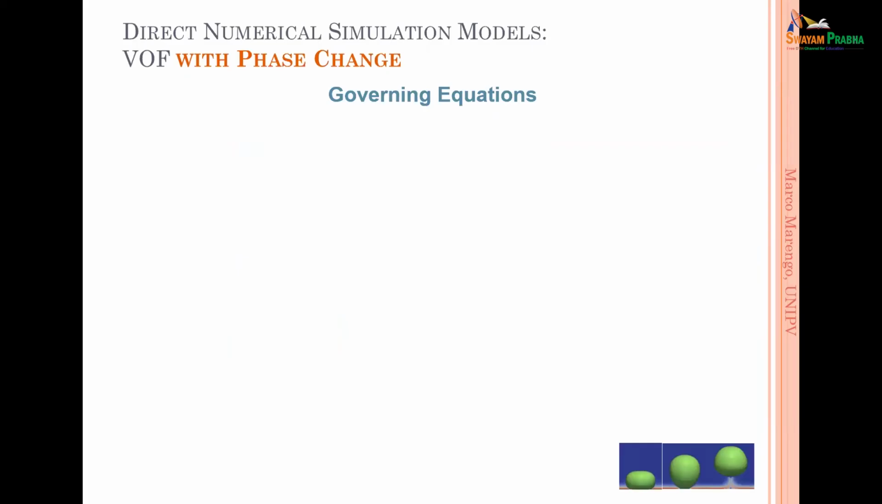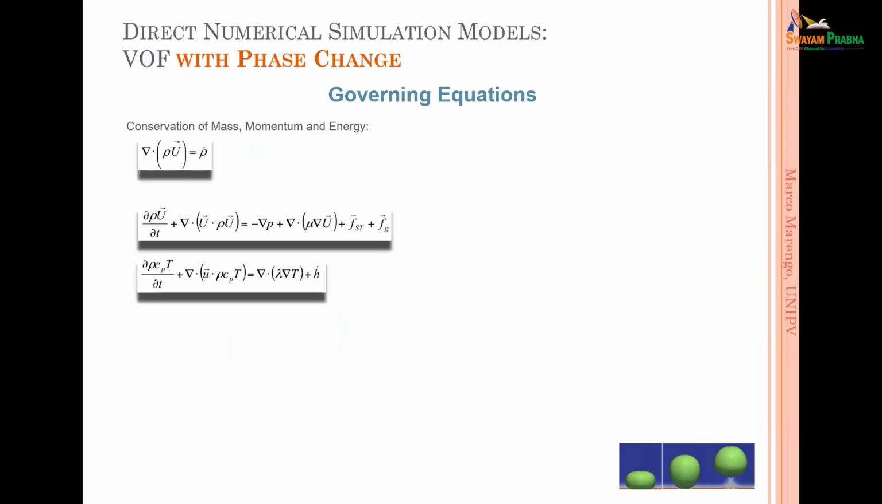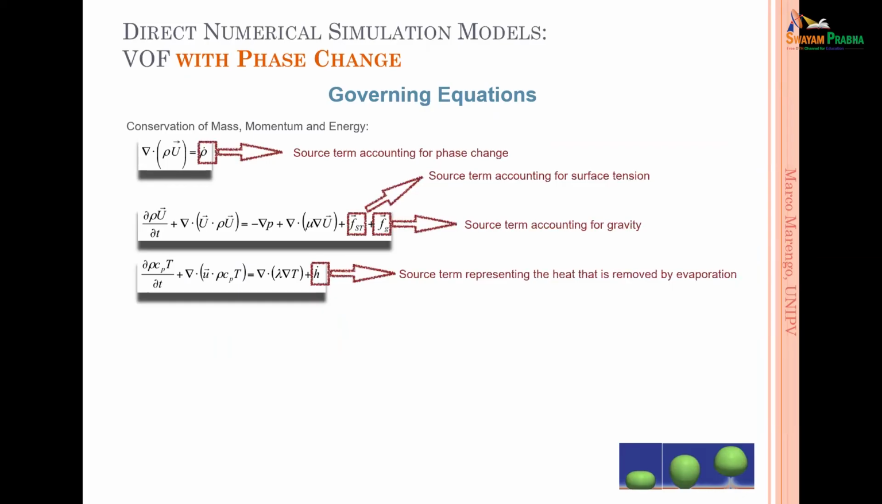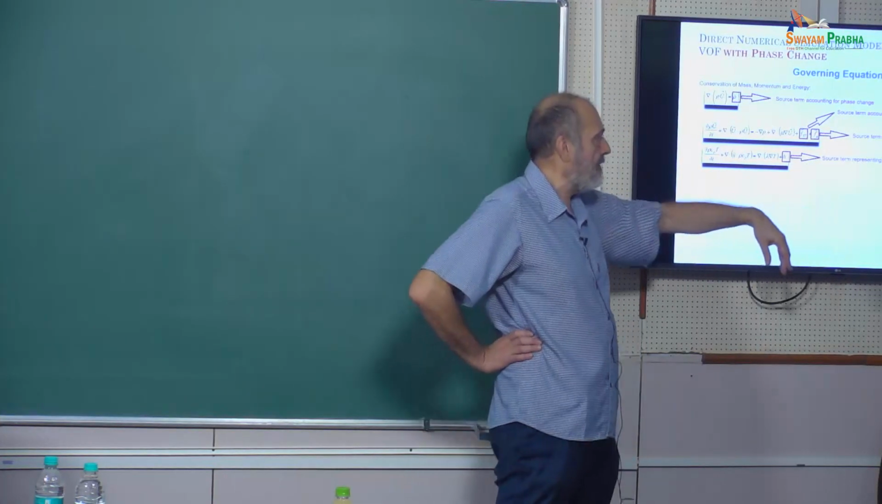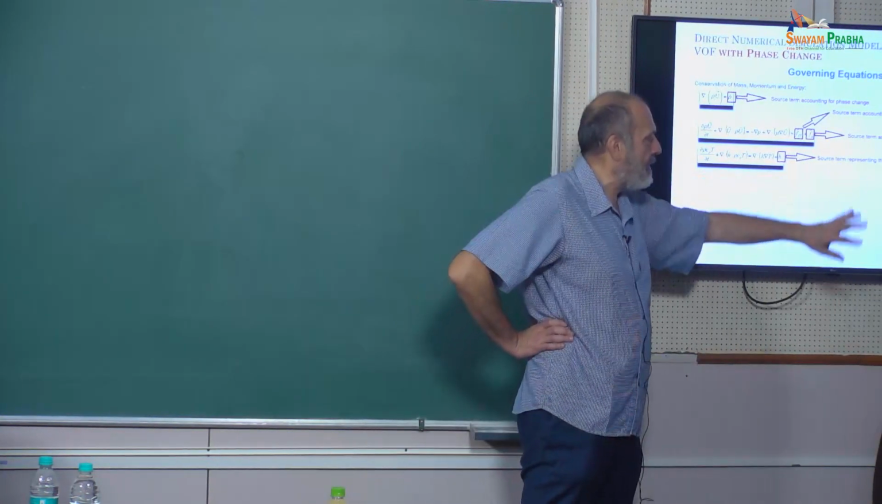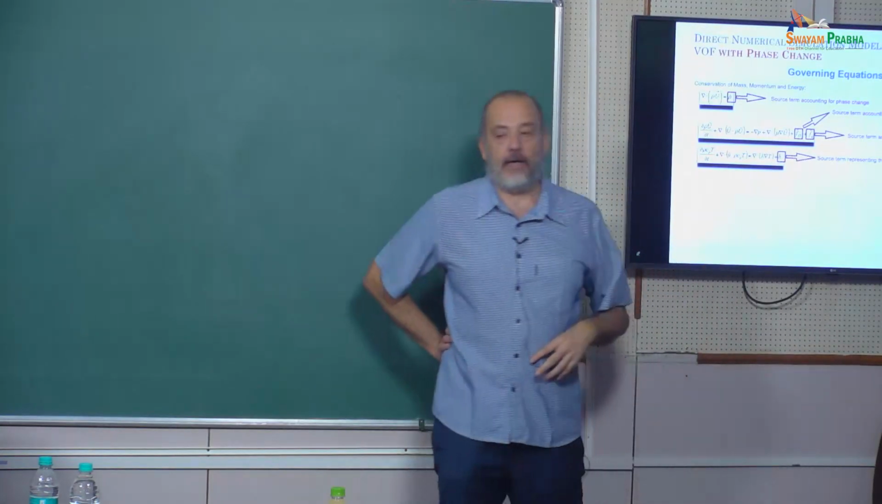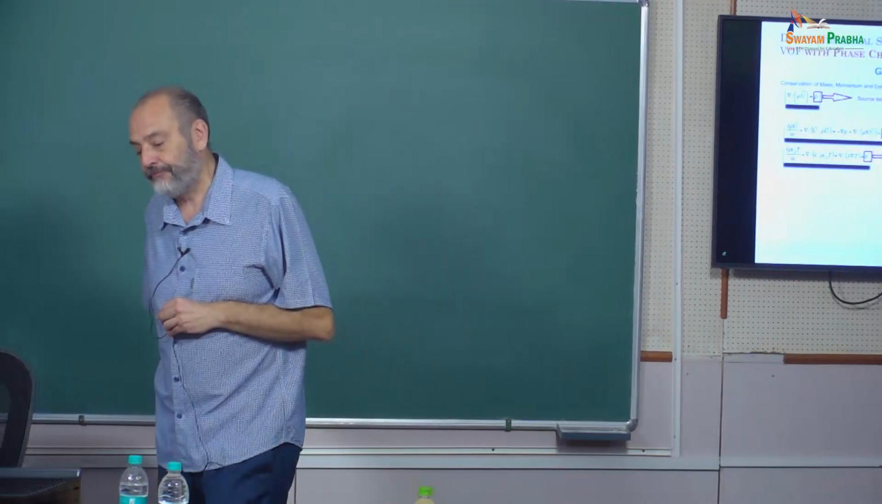Now, what is happening again when the VOF is with the phase change? When we have the phase change, as we saw before, what is changing is the conservation of mass, that we have now a source term linked to the phase change. Can be liquid to vapor or vapor to liquid, can be condensation or evaporation. We have a surface term accounting for the surface tension as we did before, and we have a source accounting for the gravity.